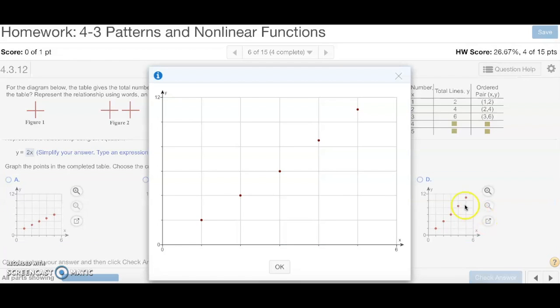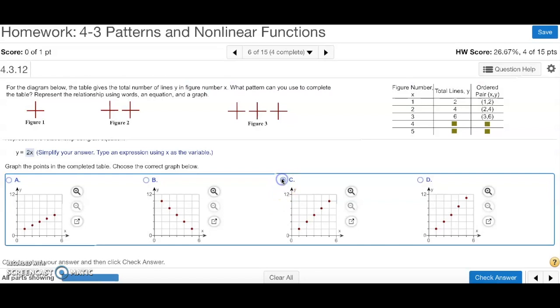Looking at D though, we have 1, 2, 2, 4, 3, 2, 4, 6, but then 1, 2, 3, 4, 2, 4, 6. Now this is suddenly not linear. These are not going up constantly, so it cannot be D for that reason. So it's going to be C.